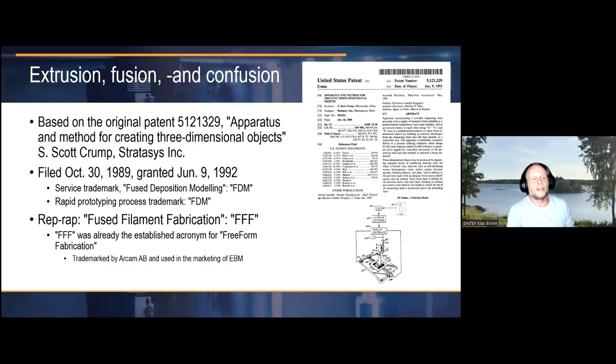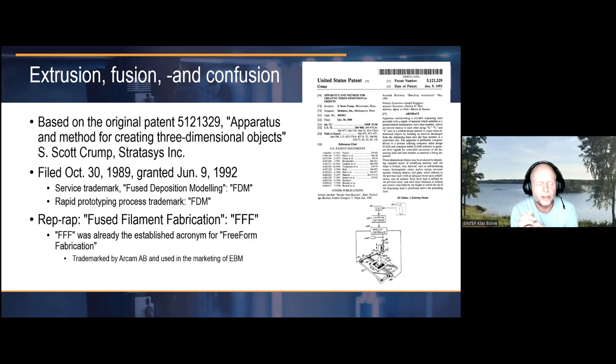Then, of course, we come to material extrusion processes. A patent was developed from 1992, and it was granted, with the service trademark fused deposition modeling for rapid prototyping and the process trademark FDM. But then the patent for the actual process expired, so it became open. And a group of researchers at the University of Bath in the United Kingdom started to make a cheaper, more available machine built on the same principle.